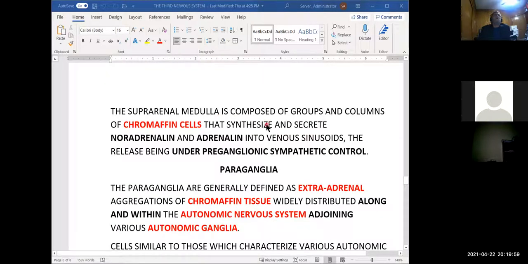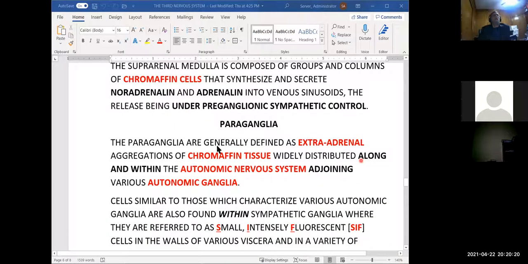The suprarenal medulla is composed of groups and columns of chromaffin cells. So you have just bunches of them in the adrenal glands. It synthesizes and secretes noradrenaline and adrenaline into the venous sinusoids, the release being under preganglionic sympathetic control.